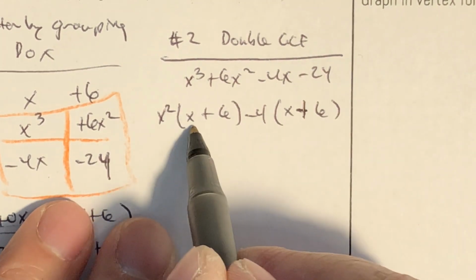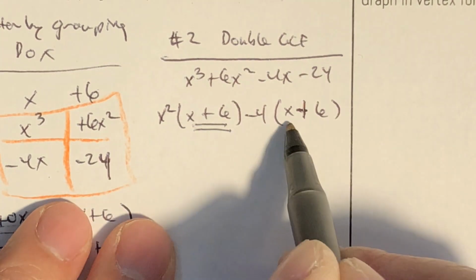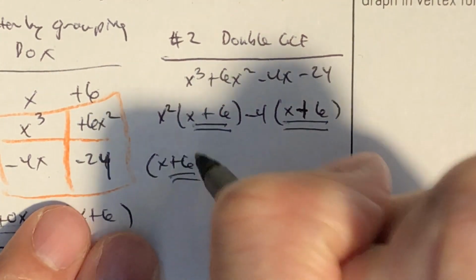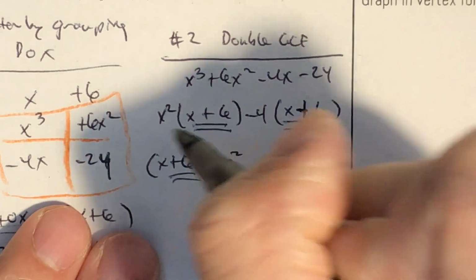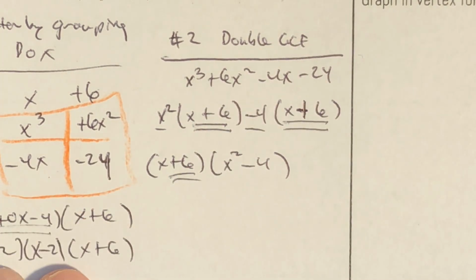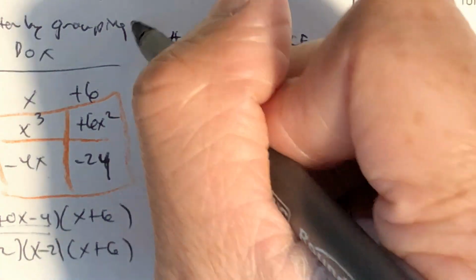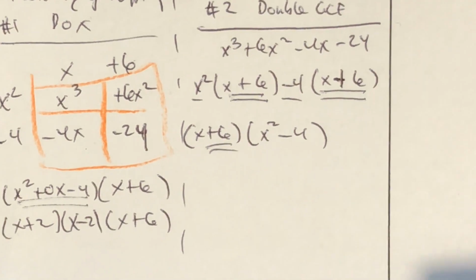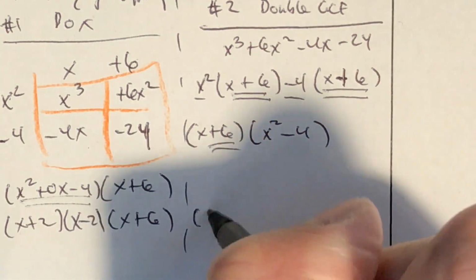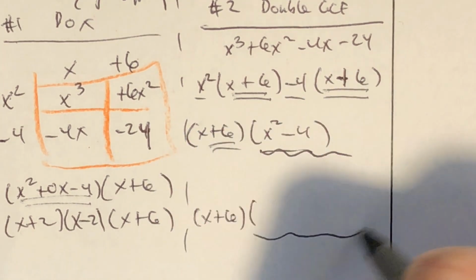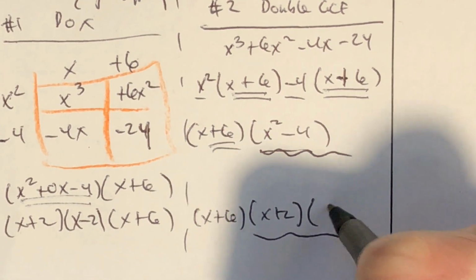The second greatest common factor, how do you know you're doing this method correctly, is that these two are exactly the same. So this would be x plus 6 and then x squared minus 4. And then you would do the same thing we did over here, and when you factor, you get the same thing as we got over here. So this x plus 6, and then this right here is going to be x plus 2, x minus 2.